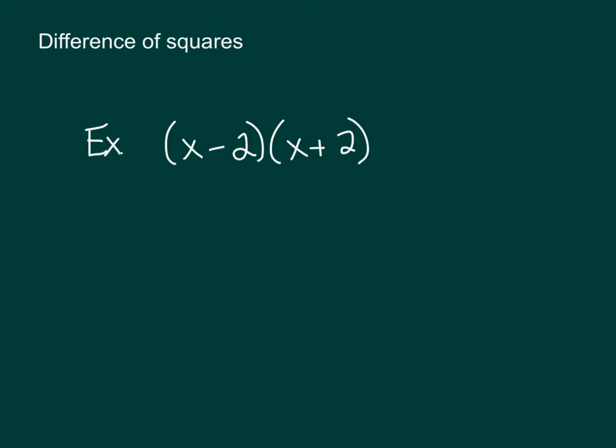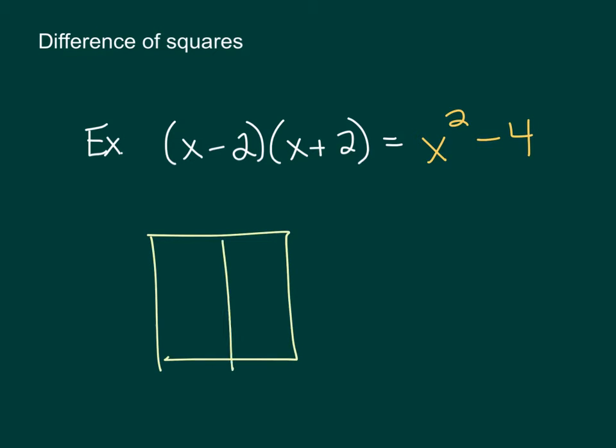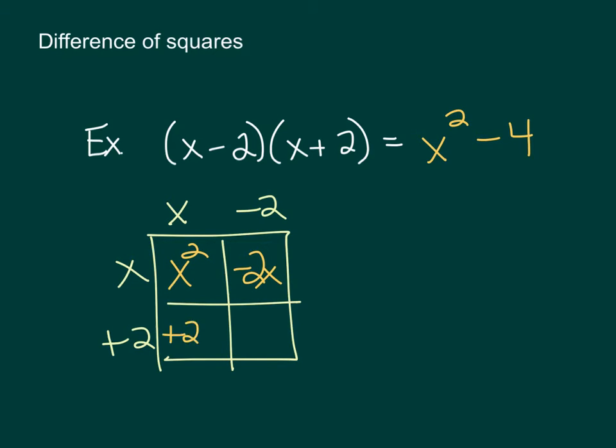Here's an example. If you had the parentheses x minus 2 times x plus 2, this equals x squared minus 4. And I'll show you down here with the box method that we learned previously. So you would have your x minus 2 and your x plus 2. And when you multiply them, you get an x squared in here. You get a minus 2x up there, a plus 2x down here, and a minus 4.